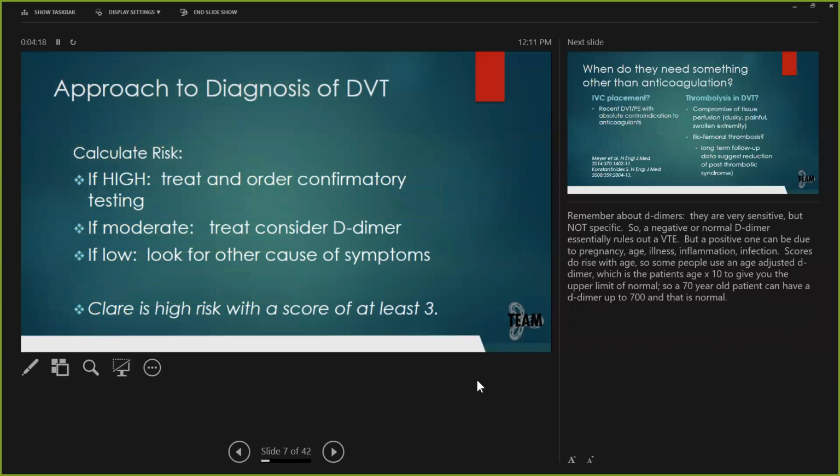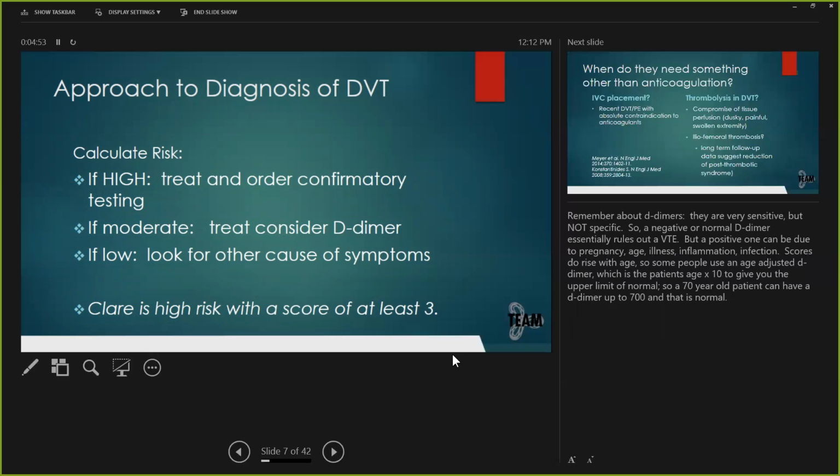If you calculate the risk and the patient is high risk, you definitely order the Doppler ultrasound, which is the confirmatory testing. If you have low suspicion, then in emergency rooms and primary care, they sometimes start with D-dimer testing, a blood test. If the D-dimer is very high, that prompts an ultrasound, because D-dimer is a very sensitive test. If it's negative, it rules out a blood clot. If it's positive, it doesn't mean anything.